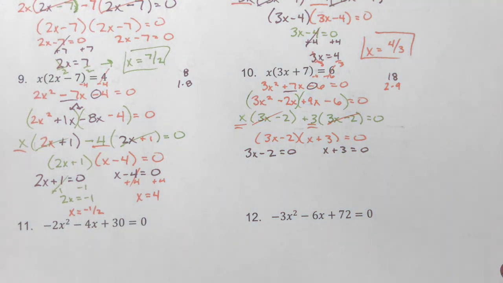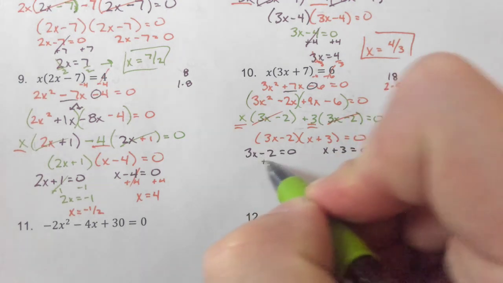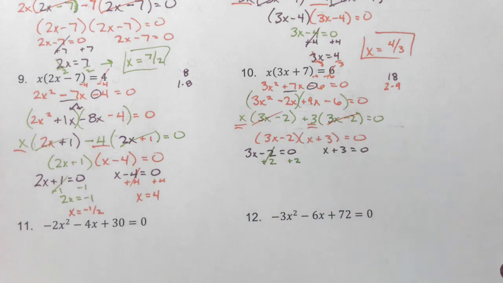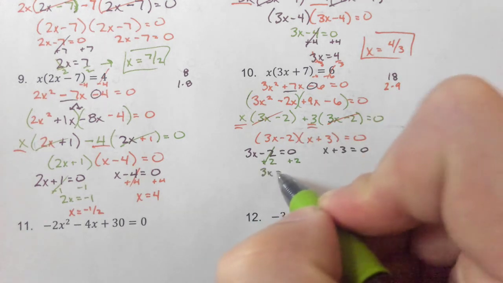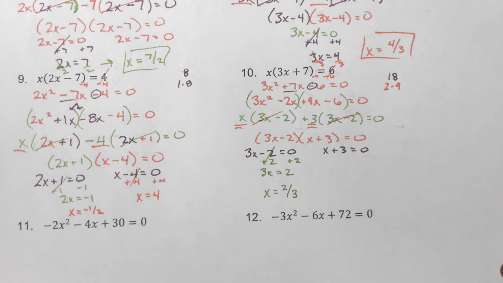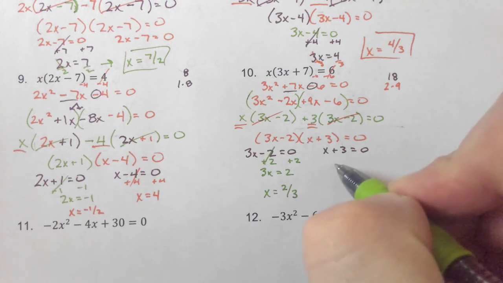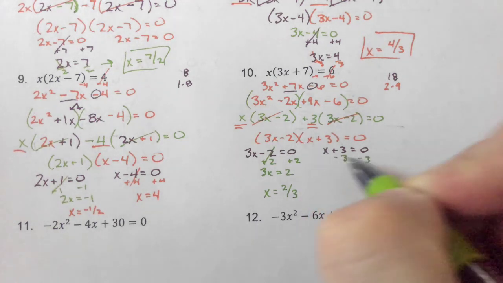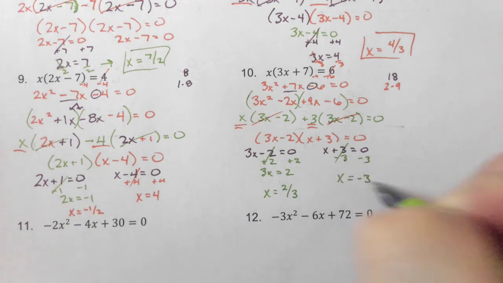So we've got a two-step equation there for the first one. We would add 2 to both sides, and 3x equals 2. Divide by 3, and x equals 2/3. On the second equation, subtract 3. That's a nice and easy one. X equals -3.